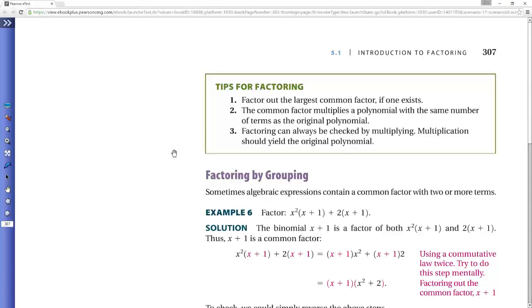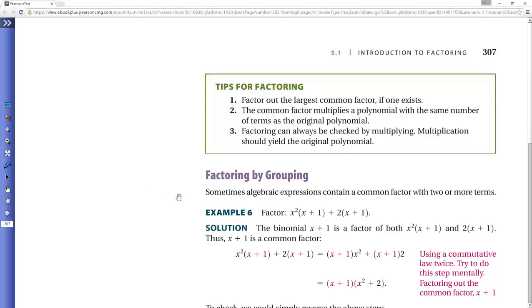Now these tips are very good things. Just factor out the largest common factor if one exists. You should always look for that, because when we're going to get into more complex types of factoring, this is the simplest type of factoring, is look for this common factor first. And the common factor multiplies a polynomial with the same number of terms as the original polynomial. And 3, the factoring can always be checked by multiplying. Very good tip. We usually do better and are more familiar with the distributive law by actually doing the multiplications.